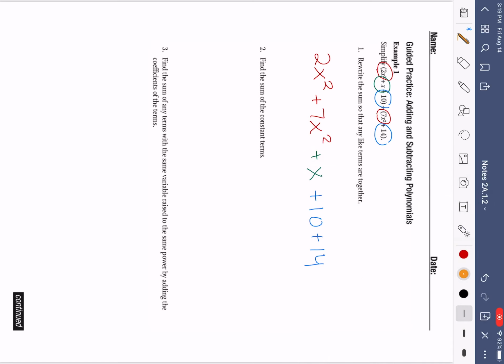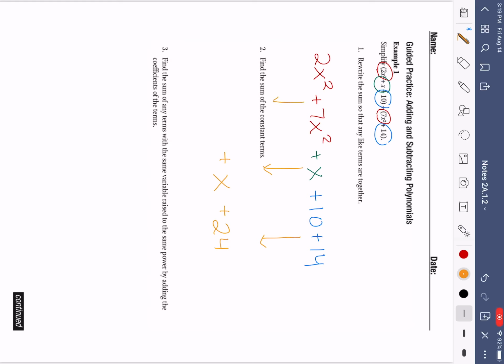Then you just want to go ahead, and it says find the sum of the constant term. So it wants us to add these two together. Well, 10 plus 14 is just 24. Over here we have plus x. There's nothing to add with it, so I'll just move it down to plus x.